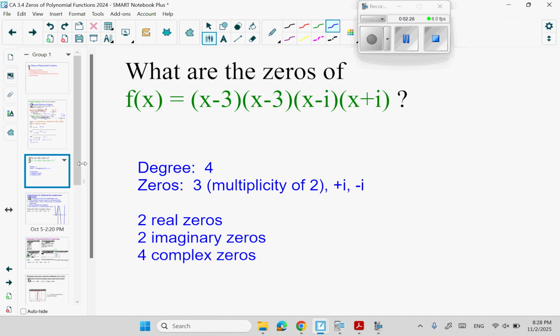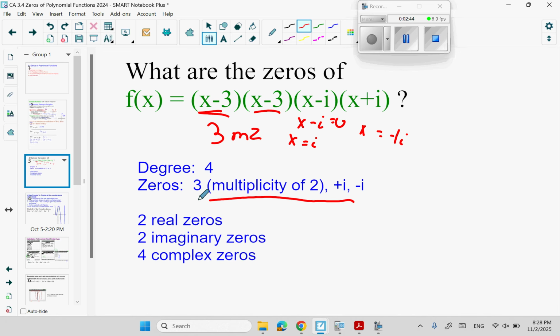What are the zeros? In this case, we can set them all equal to 0 and solve. So I'd get 3 with a multiplicity of 2. And of course, we would get x minus i equals 0, so x equals i, and x equals negative i. So I would have 3 with a multiplicity of 2 and positive and negative i, with a degree of 4, giving me 2 real and 2 imaginary zeros.